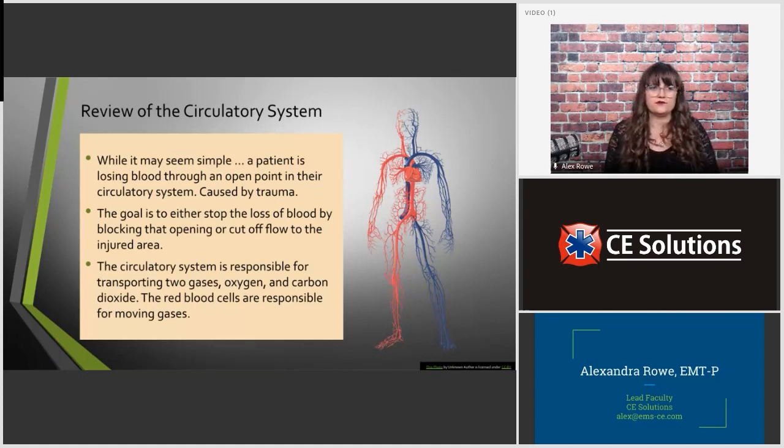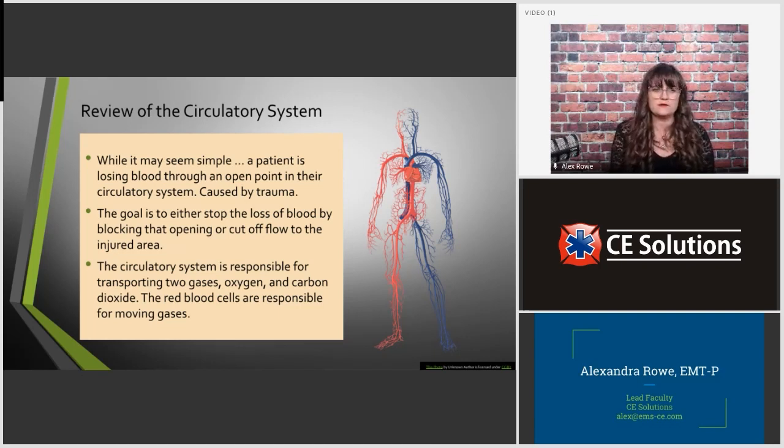So in order to get a better understanding, it's good to always refresh on anatomy, right? So we're going to review the circulatory system. So we have both the arterial system and the venous system, and it's good if you know the difference between the two. Because if you know the difference, then if a patient is bleeding, you'll know exactly, is this coming from an artery or is this coming from a vein?